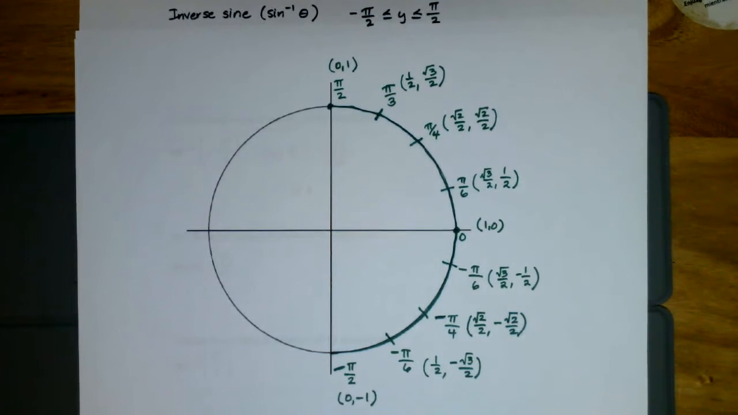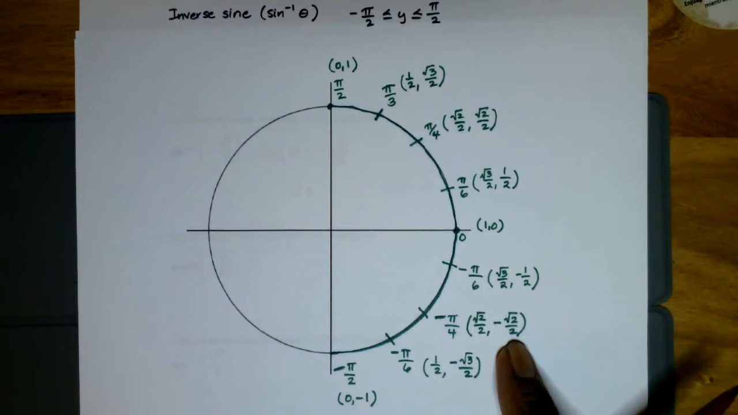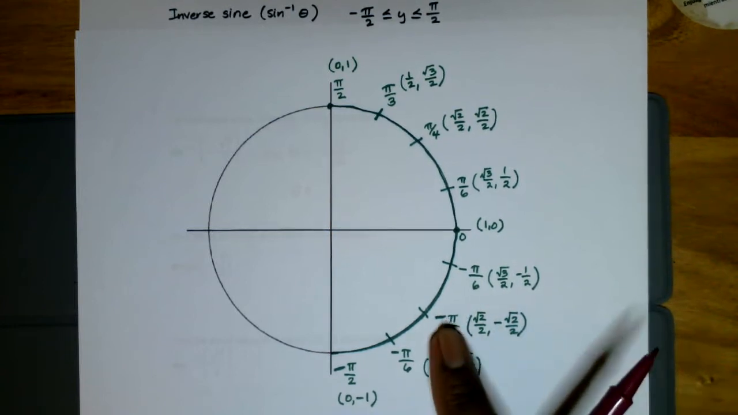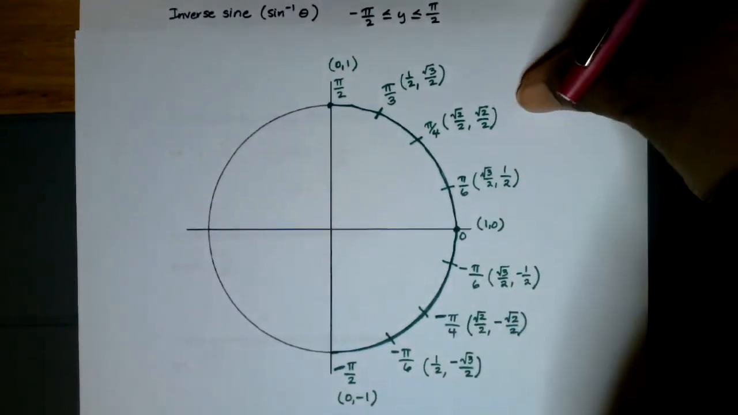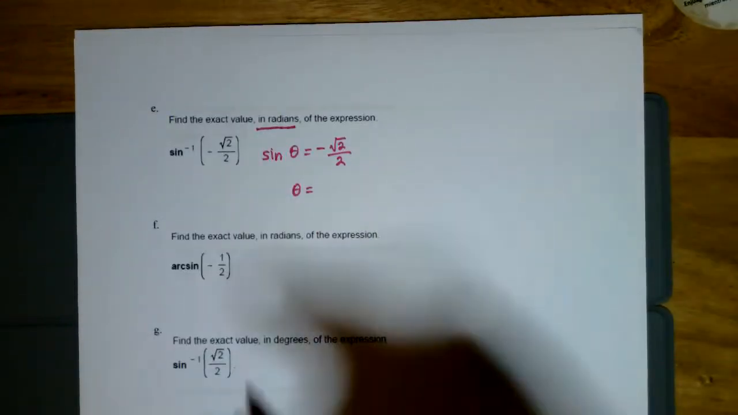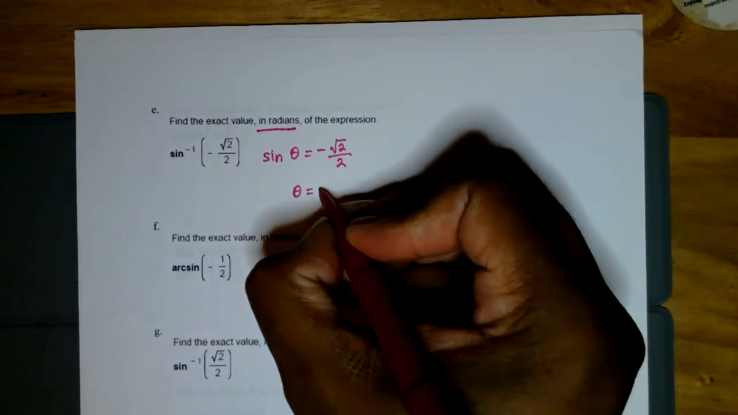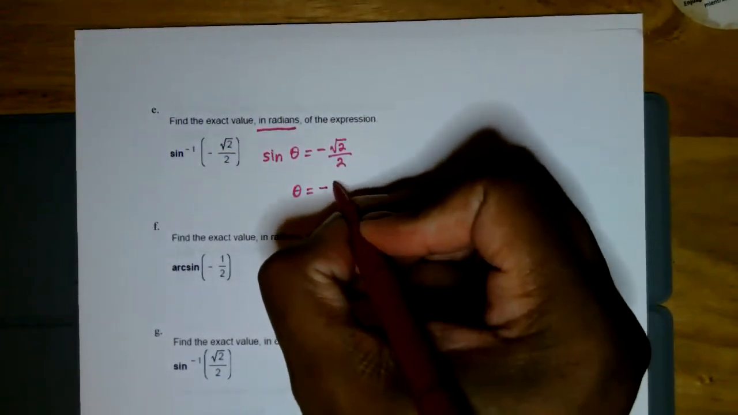And I'm going to find negative square root of 2 over 2 as a y coordinate, okay? Because keep in mind, sine is always going to be the y coordinate on the unit circle, which is right here. And the angle that is associated with it is going to be negative pi over 4. So that means that the inverse sine of negative square root of 2 over 2 will end up being negative pi over 4.